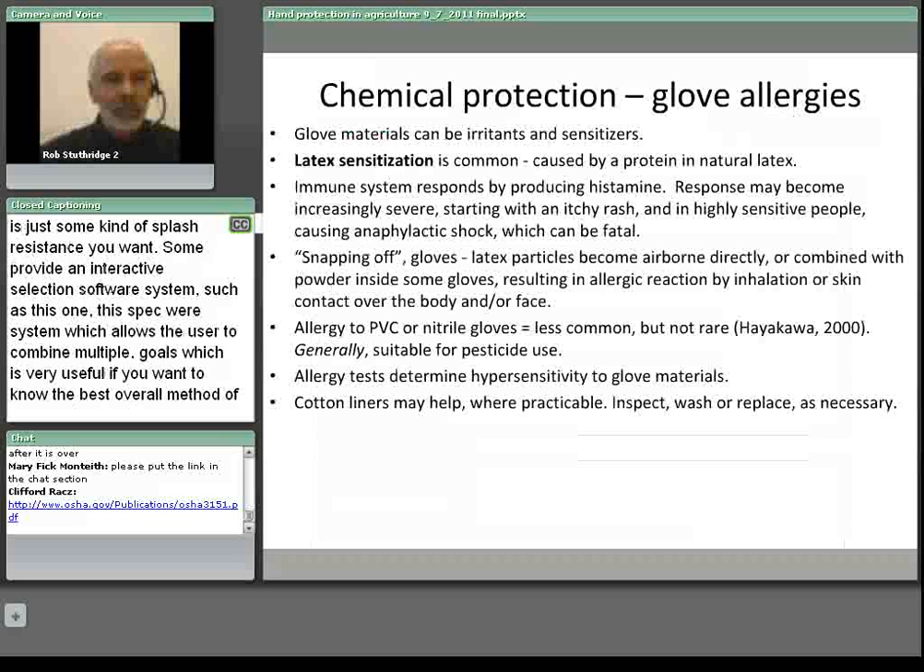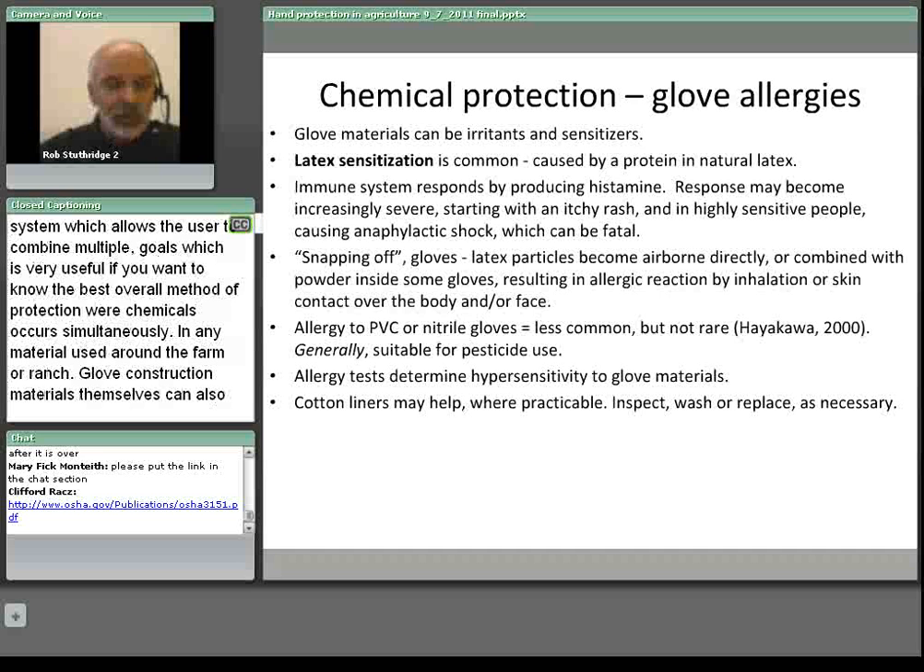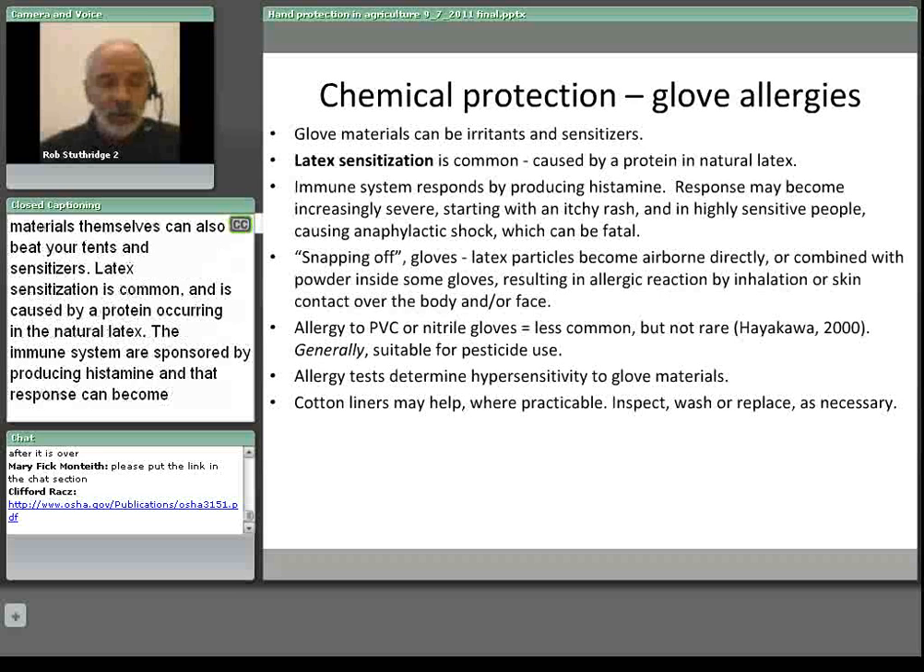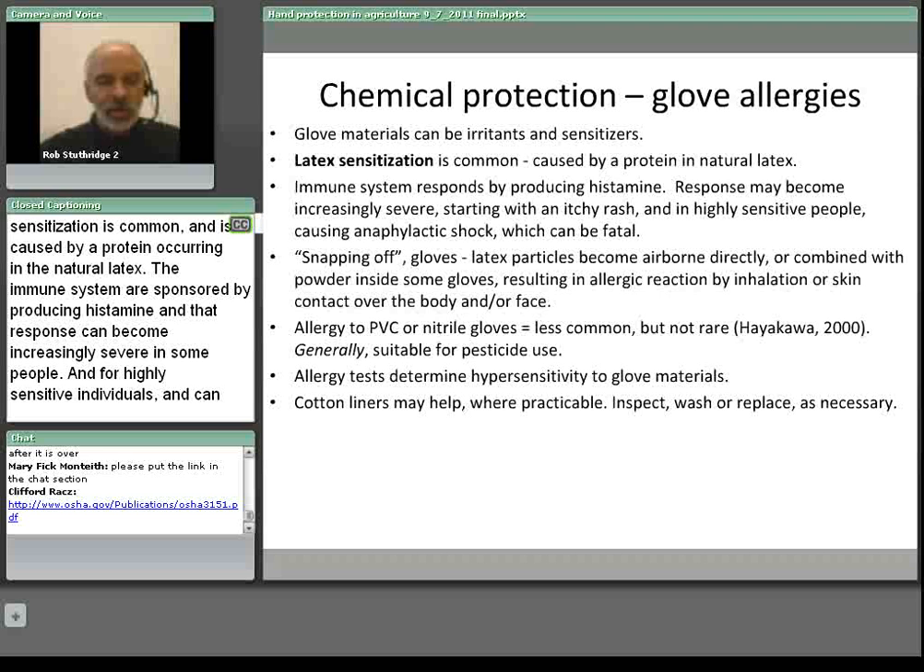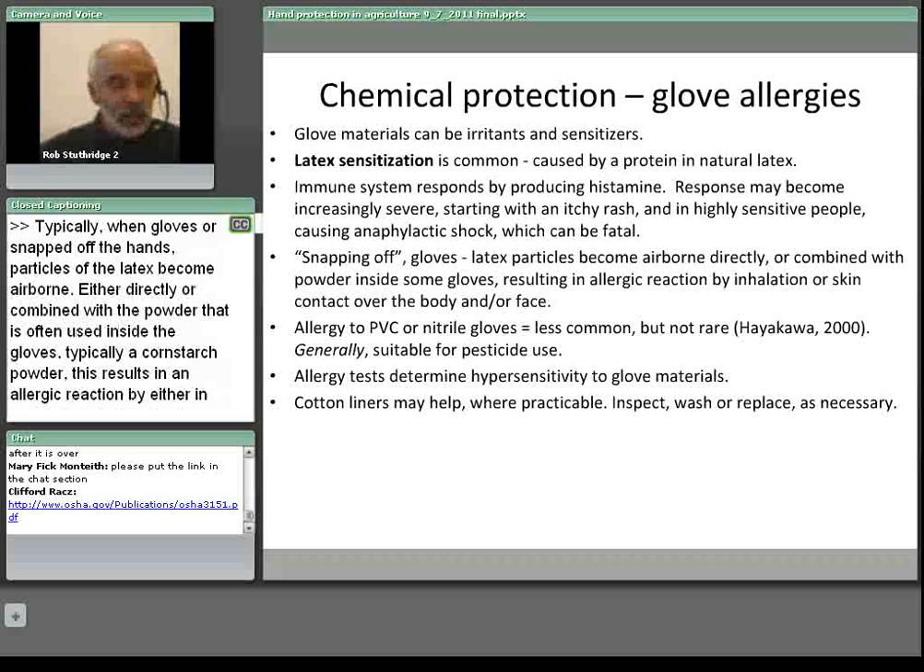Glove construction materials themselves can also be irritants and sensitizers. Latex sensitization is common and is caused by a protein occurring in the natural latex. The immune system responds by producing histamine, and that response can become increasingly severe in some people. And for highly sensitive individuals, it can even prove fatal. Typically, when gloves are snapped off the hands, particles of the latex become airborne. So either directly or combined with the powder that's often used inside the gloves, typically a cornstarch powder, this results in an allergic reaction by either inhaling the powder or skin contact across a wide area, not just the hands, but including the face. Allergy to PVC or nitrile gloves is less common, but it isn't exactly rare.